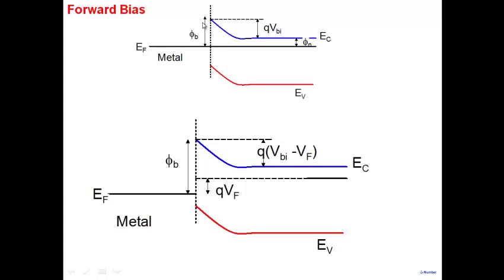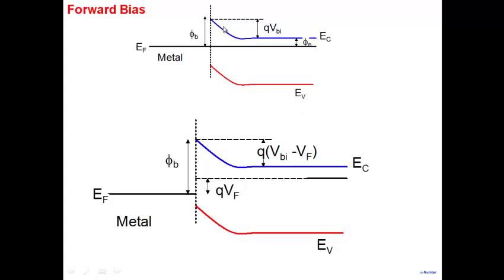So phi b, whatever it is in equilibrium, the same phi b is there when you apply a positive bias, and the same phi b will hold when you apply a negative bias. So phi b is not something which is changing here. If you start from here, go up here and come down here and then back to this particular level, and you keep adding and subtracting energies, you can see that the net band bending has become Q(VBI minus VF).